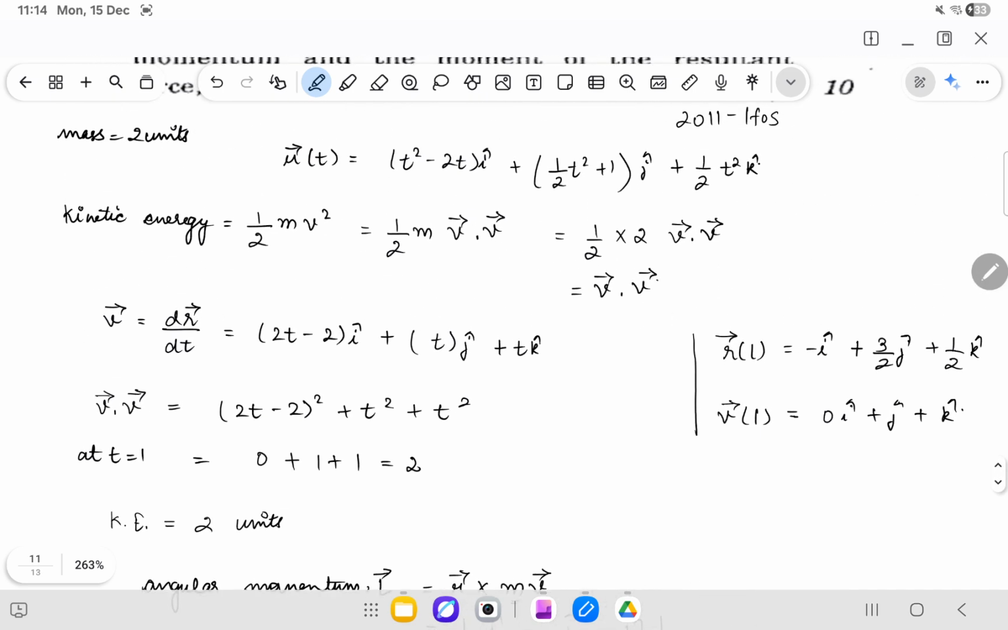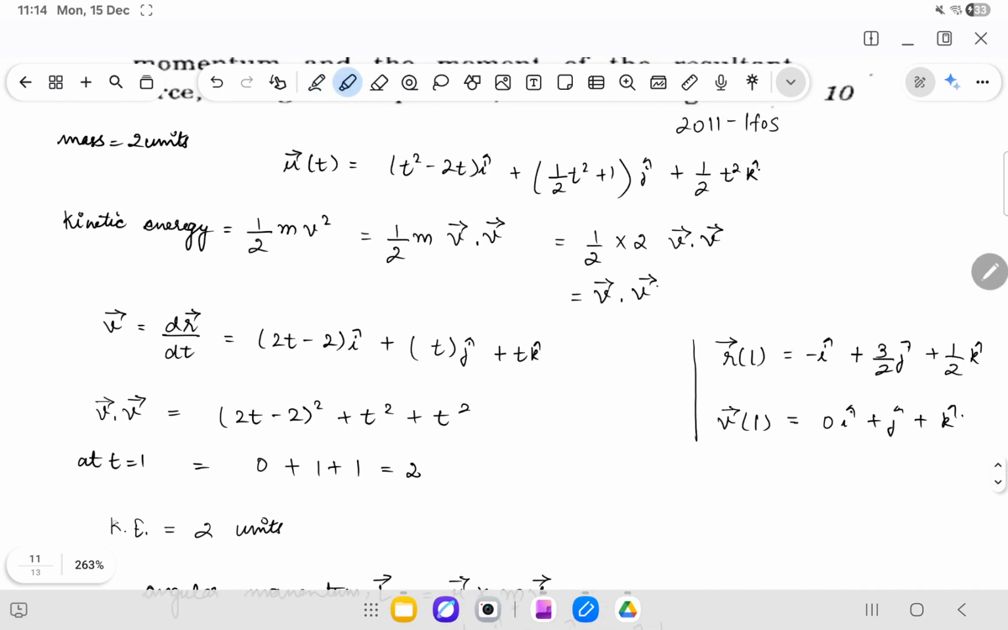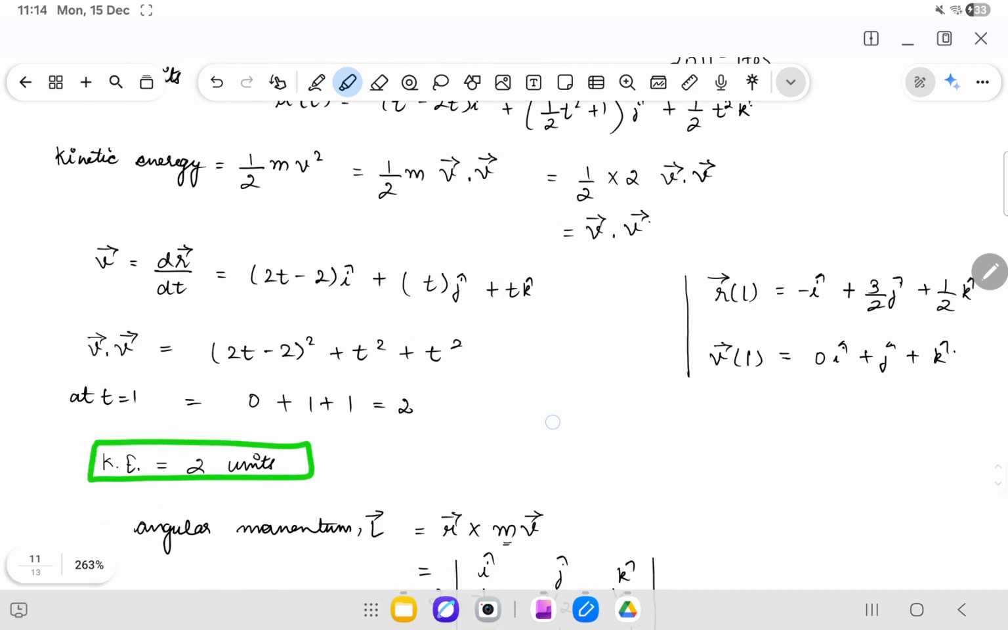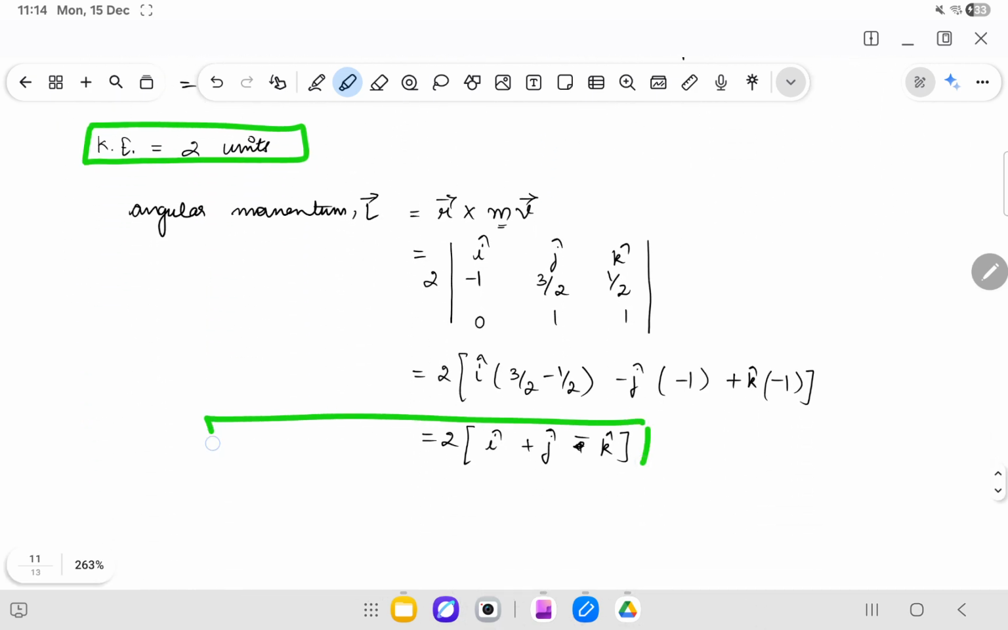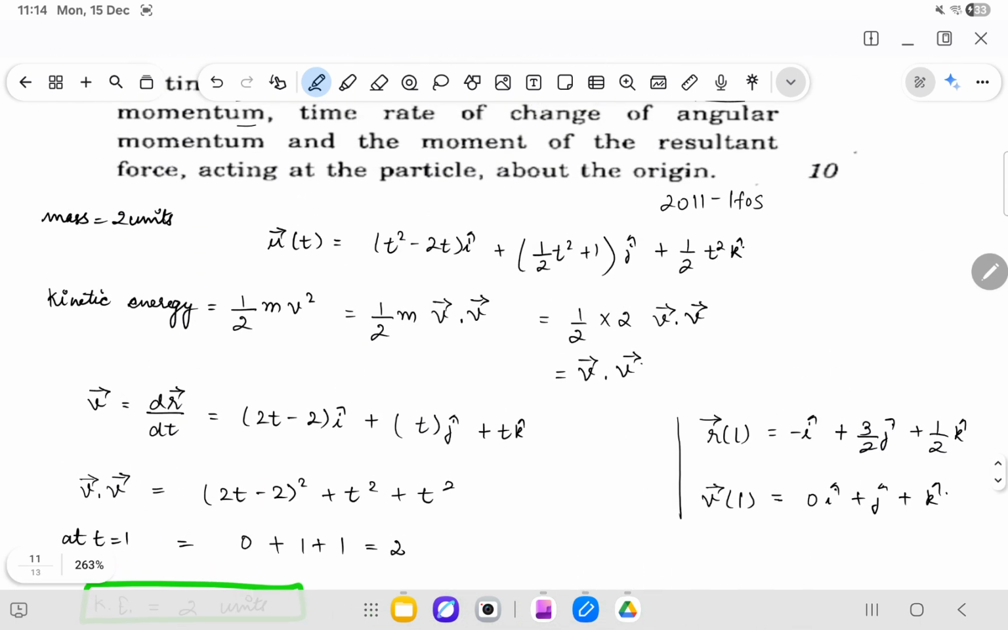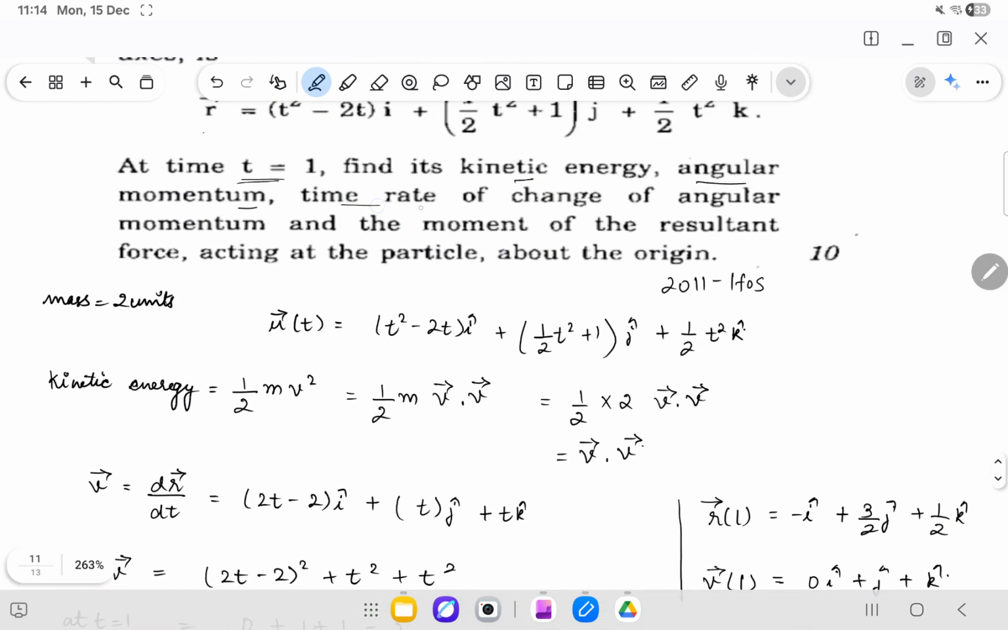This is the angular momentum. Let's write it as AM or L vector. Another thing that we are supposed to evaluate is the time rate of change of angular momentum.